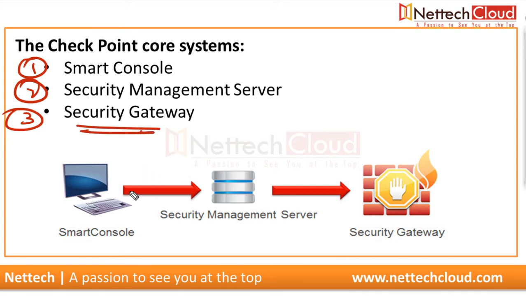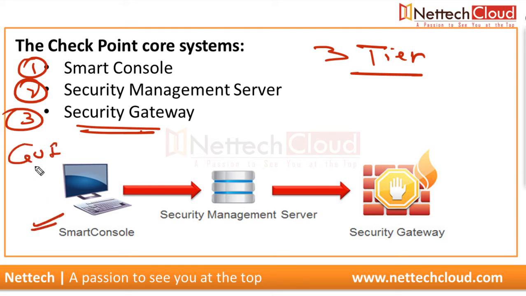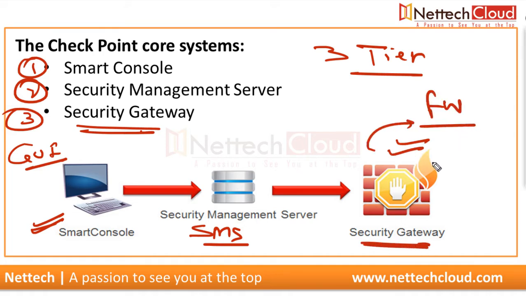So a very high level overview of the three tier architecture of checkpoint firewall is like a smart console, that is a GUI client, a Windows machine, Windows 10 machine with a smart console software, right? First, this connects to management server, a database server, and from this management server, we push policy to the security gateway. So security gateway is your firewall basically, enforcement module.